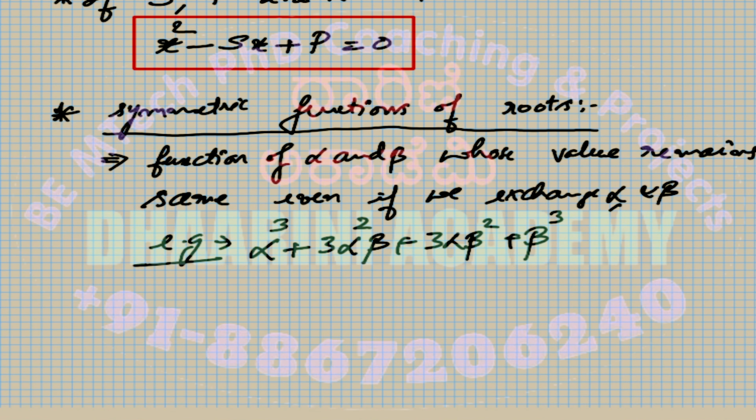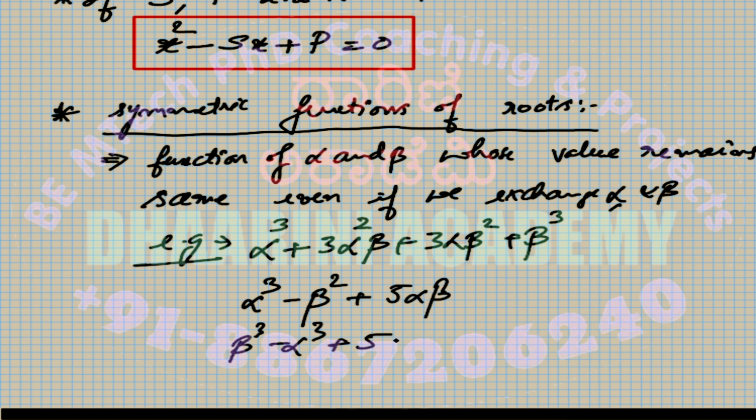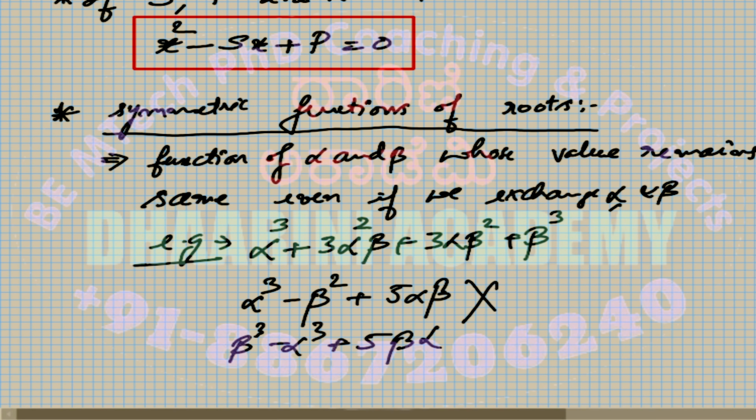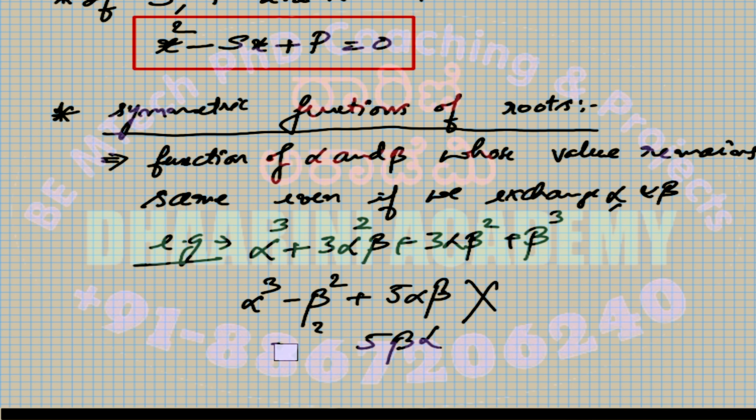I'll give another example which is not a symmetric function. This could be something like alpha cube minus beta cube plus 5 times alpha beta. Now if we exchange, this is beta cube minus alpha cube plus 5 beta alpha. So they are not the same. So this is not a symmetric function. The first one is a symmetric function, and the second example is not.